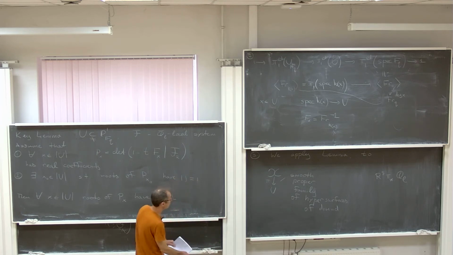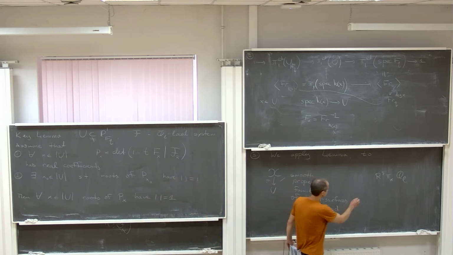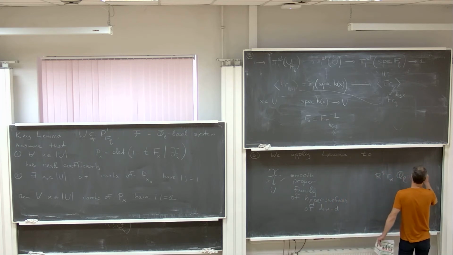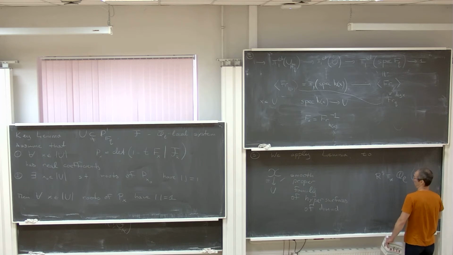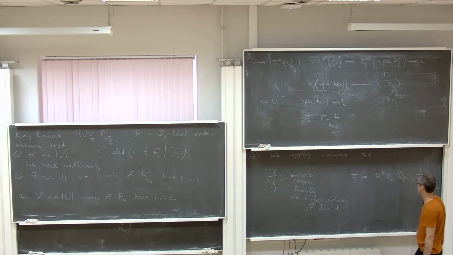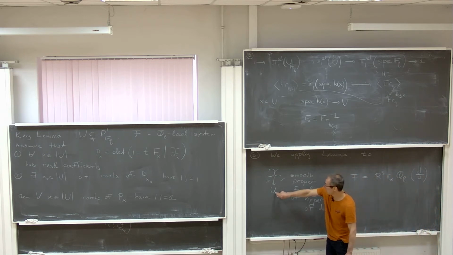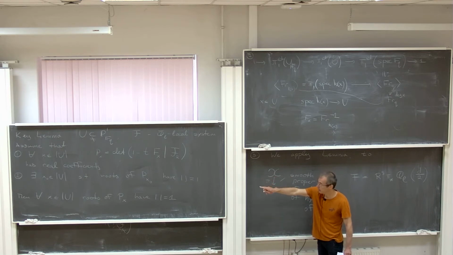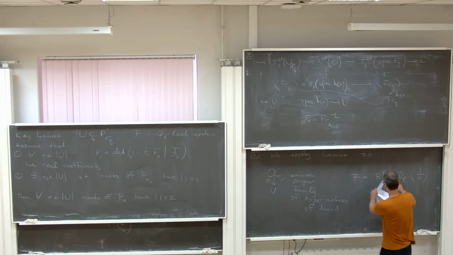But if I twist it by d over 2 and call it f, then, if I know the Riemann hypothesis for one hypersurface, I take for x0 the corresponding point in U, then the second condition is also satisfied.